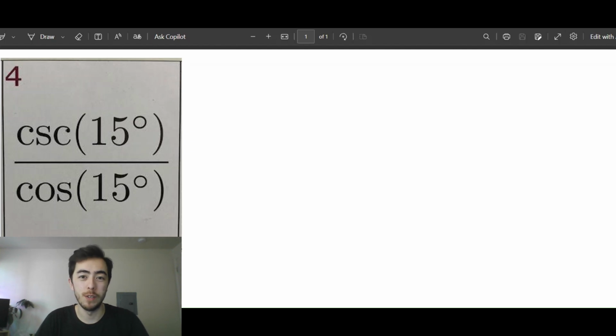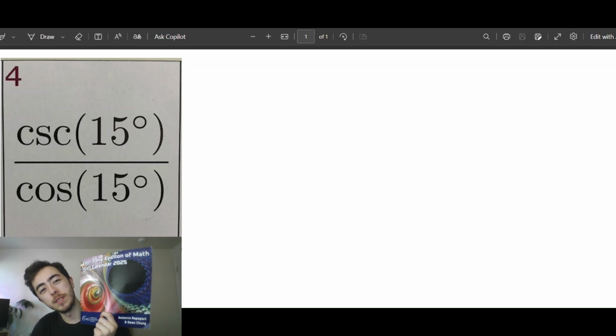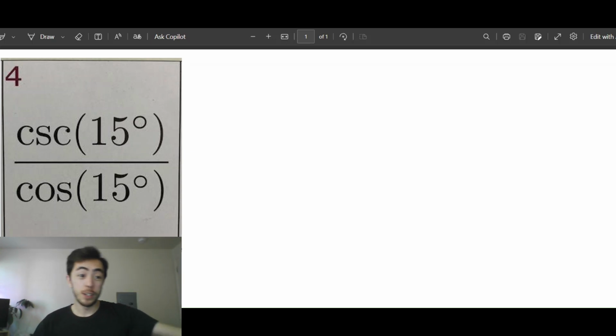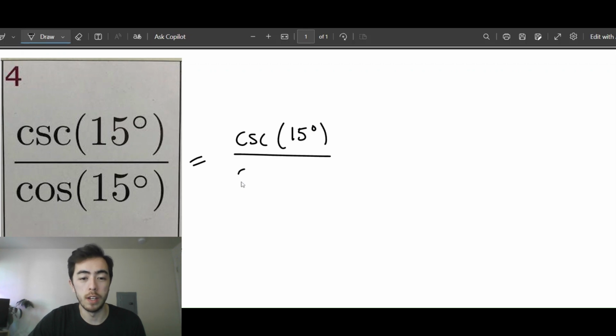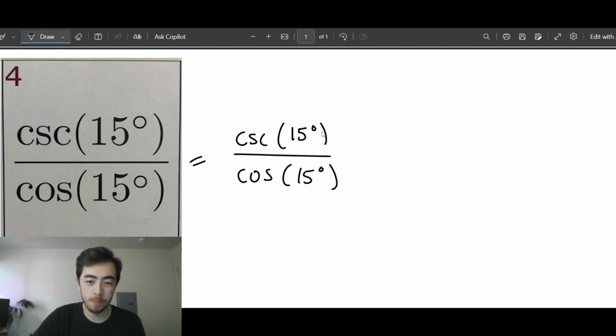It's June 4th, and we're solving problem number 155 from the Daily Epsilon calendar. We need to show why this trig expression is equal to 4 today. So what this says is cosecant of 15 degrees divided by cosine of 15 degrees is supposed to be equal to 4, though I don't really see it just yet.